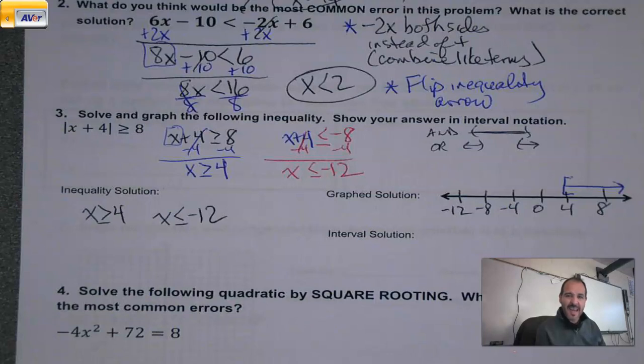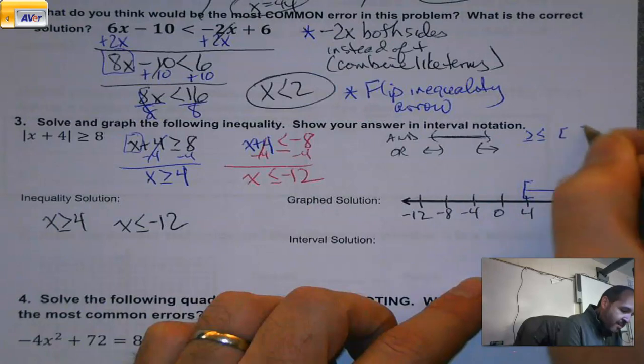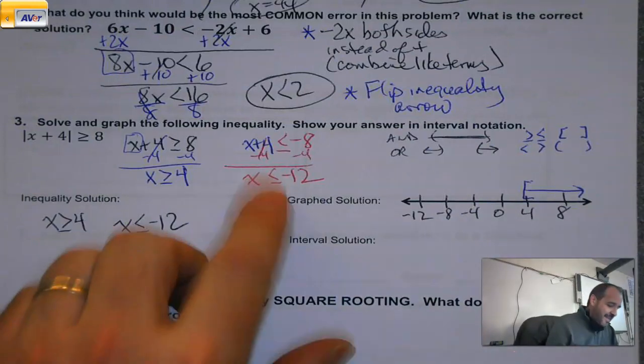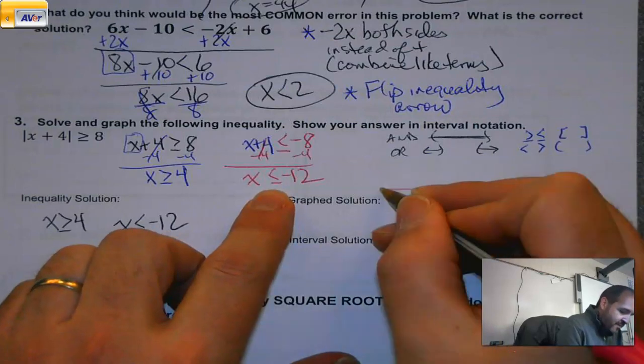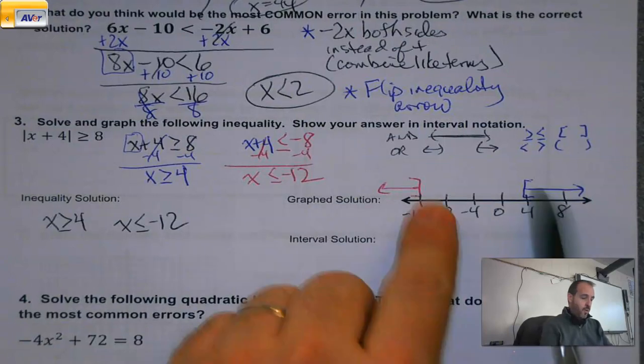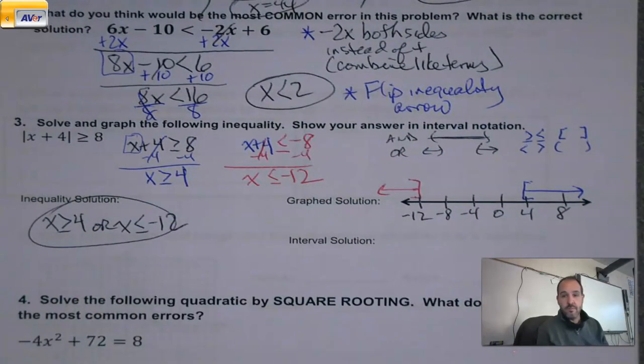Okay? Little things like that we want to be keeping track of. Again, if it's or equal to, bracket, greater than or less than is parenthesis. The little things just to be thinking about. Then x is less than or equal to, less than is left, -12. They're going out. This is an or.